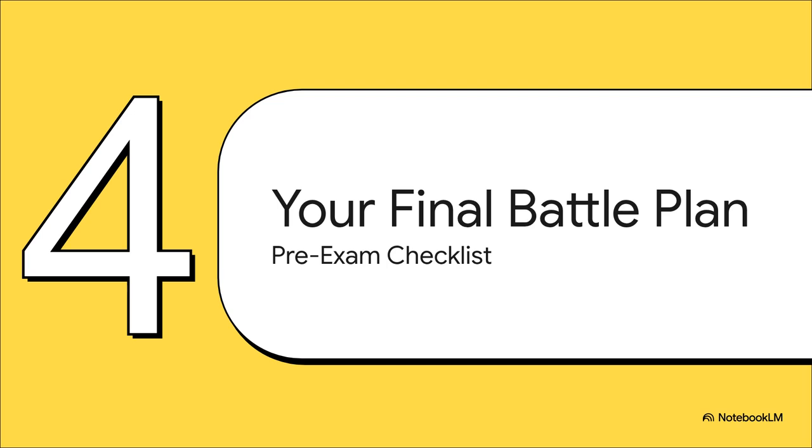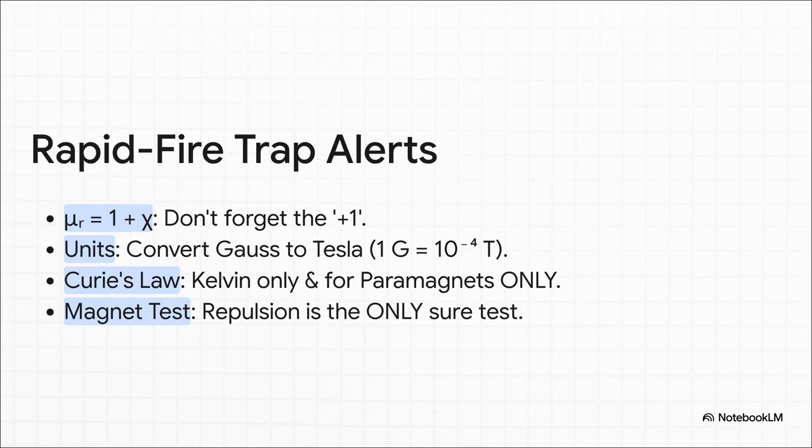All right, we are in the home stretch now. It is time to pull everything together into your final battle plan. Think of this as your pre-exam checklist to make sure you don't fall for any of those cheap tricks they like to throw in. Let's do some rapid-fire trap alerts. Ready? 1. Relative permeability is 1 plus susceptibility. Don't mix them up. 2, always, always convert Gauss to Tesla. 3, I'm going to say it one more time. Curie's law is for paramagnets only, and your temperature has to be in Kelvin. And 4, the only 100% certain test for a real magnet is repulsion. Attraction can happen with any piece of iron.